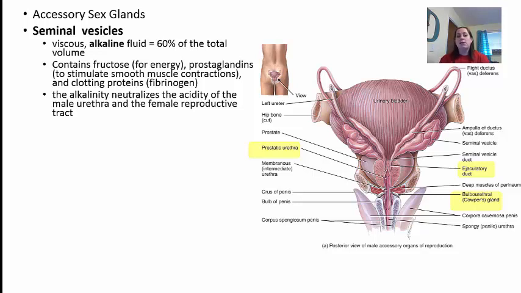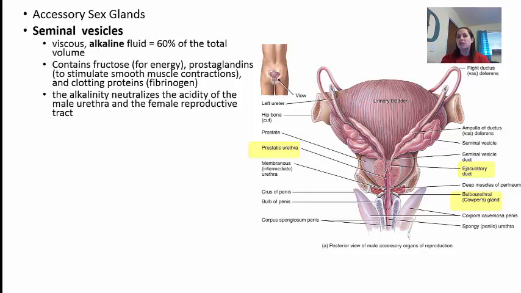It also contains fructose, which is a sugar. This is for energy for the sperm, because the sperm do contain mitochondria, which need to be able to move that tail for them to swim. It has prostaglandins, which stimulate smooth muscle contractions, and it also has clotting proteins.